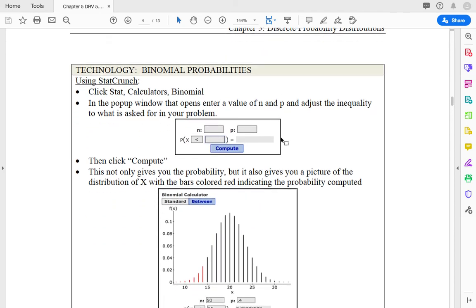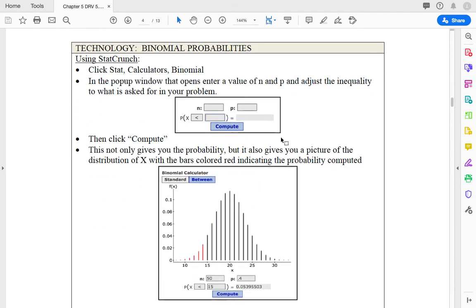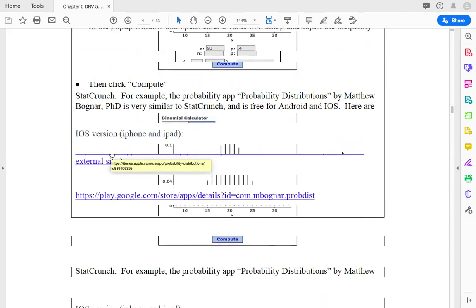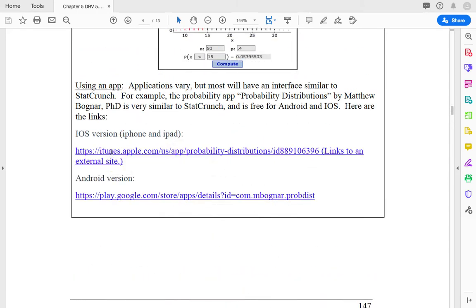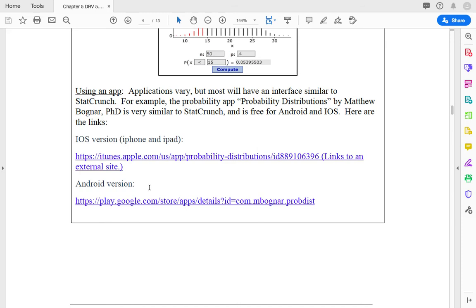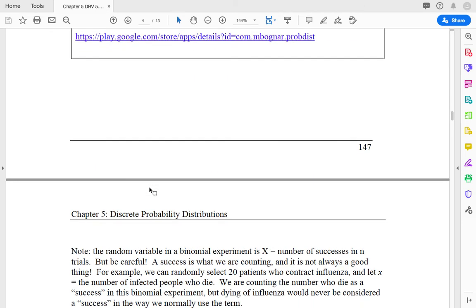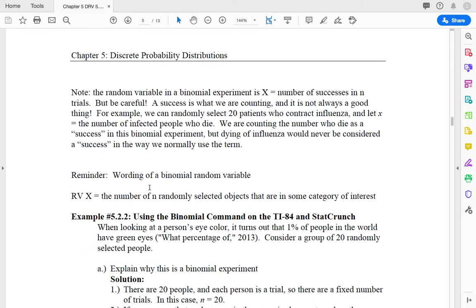Okay, so here's the technology. This part of the section tells you how to do it, how to input things. These right here are the iOS versions for iPhone and iPad, and then this is an Android version of a probability app that I've used for the last couple of semesters that's free and that you can use. So it's kind of nice. All right, let's go to a problem.